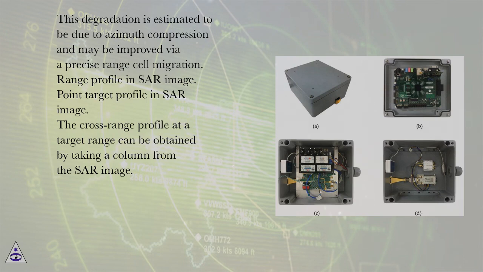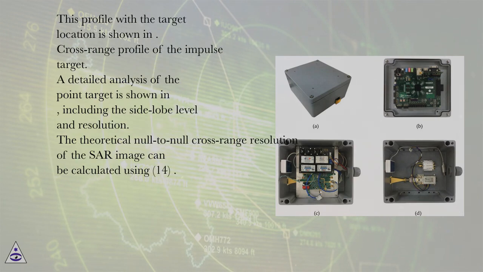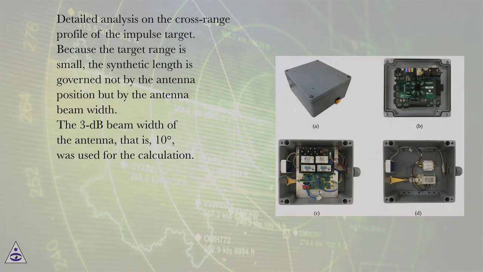The cross-range profile at a target range can be obtained by taking a column from the SAR image. This profile with the target location is shown in. Cross-range profile of the impulse target. A detailed analysis of the point target is shown in, including the side lobe level and resolution. The theoretical null-to-null cross-range resolution of the SAR image can be calculated using (14). Detailed analysis on the cross-range profile of the impulse target. Because the target range is small, the synthetic length is governed not by the antenna position but by the antenna beam width. The 3 dB beam width of the antenna, that is, 10 degrees, was used for the calculation.